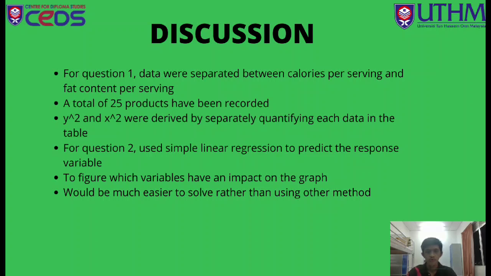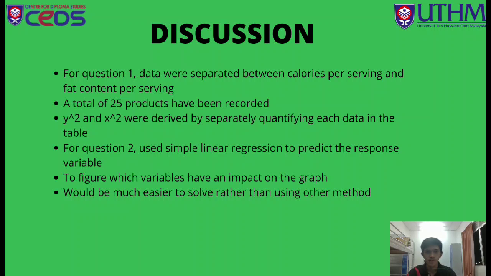Assalamualaikum warahmatullahi wabarakatuh. My name is Sheldon Aiman and I will present about the discussion. Based on the simple linear regression, we are able to solve the problem given. From question 1, data were collected and tabulated accordingly. The data were separated between calories per serving and fat content per serving. A total of 25 products have been recorded from various foods. The calories content were plotted on the y-axis and fat content on the x-axis of a distribution graph.